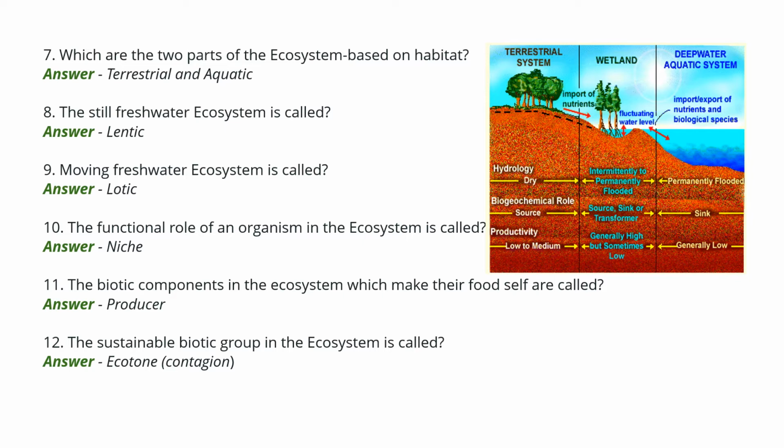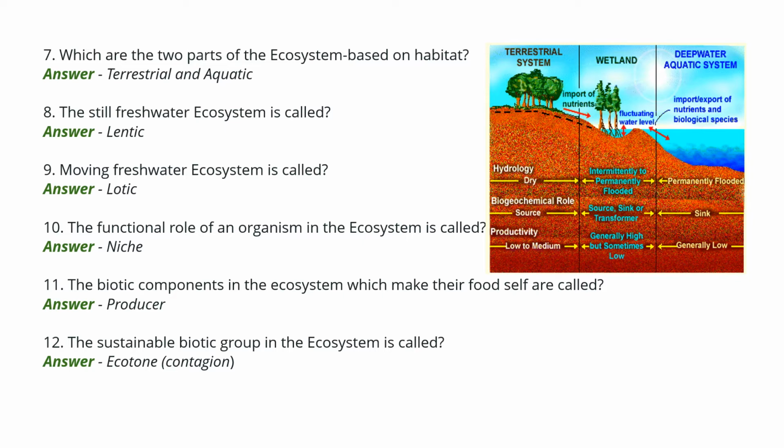Now the next question: the still freshwater ecosystem is called dash. The freshwater ecosystem is a subsystem of the aquatic ecosystem. It includes lakes, ponds, rivers, streams, springs, bogs, and wetlands. The freshwater ecosystem is again classified into two: ecosystems in which the water is still, that is not moving, and ecosystems where the freshwater is moving. The still freshwater ecosystem is called lentic, and the moving freshwater ecosystem is called lotic.